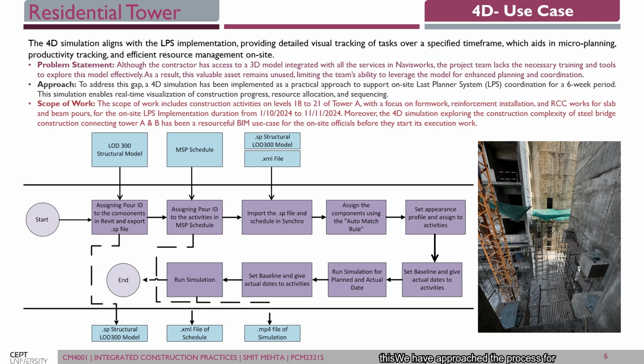So, in this, the process for the 4D use case is assigning the pour IDs to the components in Revit and exporting the SPX file, which is the Synchro file, assigning pour IDs to activities in the MSP schedule, importing the Synchro file into the schedule and adding the schedule in Synchro, assigning components and auto match rule, setting appearances, profiling and assigning the activities, then setting the baseline and giving the actual dates to activities, running the simulation for the planned and actual dates, and running the final simulation.